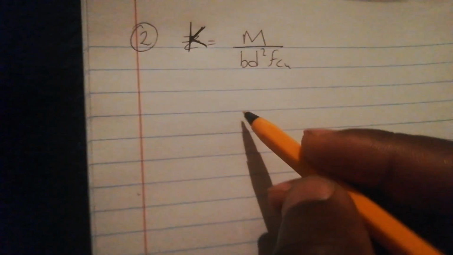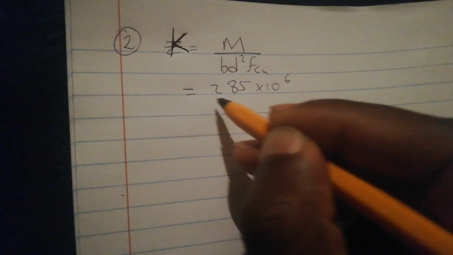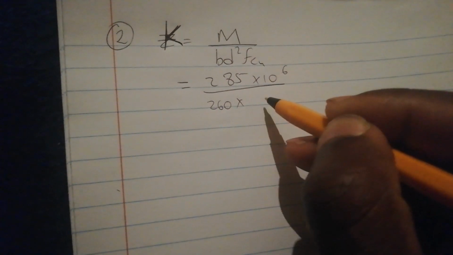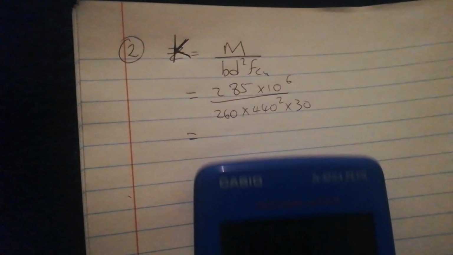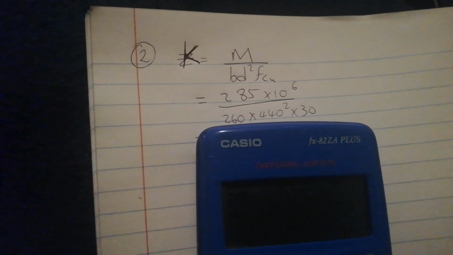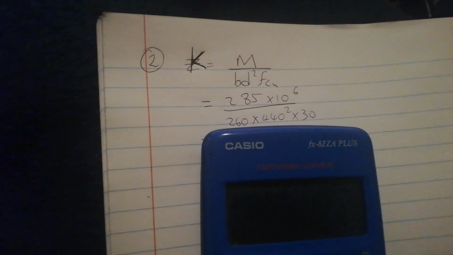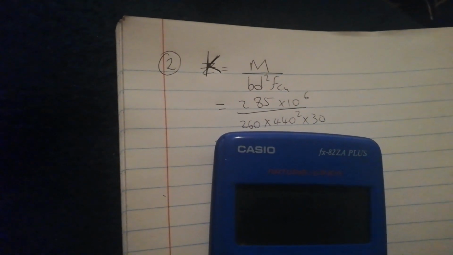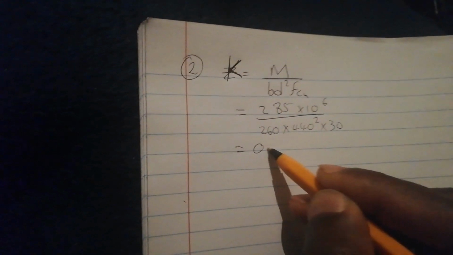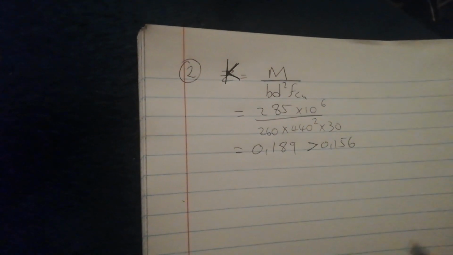Again, we start by calculating our k. So my k in this case is 285 times 10 to the power 6 divided by my b, which is 260, times 440 squared times 30. Let's see what we get in this case. So now I have 285 times 10 to the power 6 over 260 times 440 squared times 30. Okay, so now we get 0.189, which is greater than 0.156.